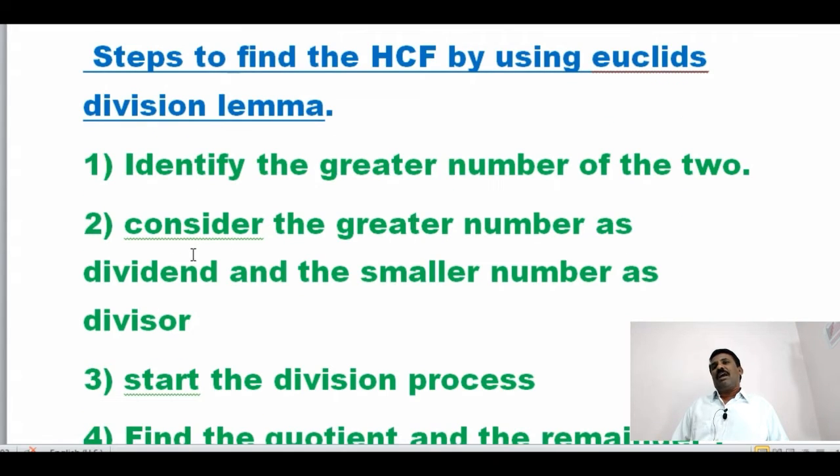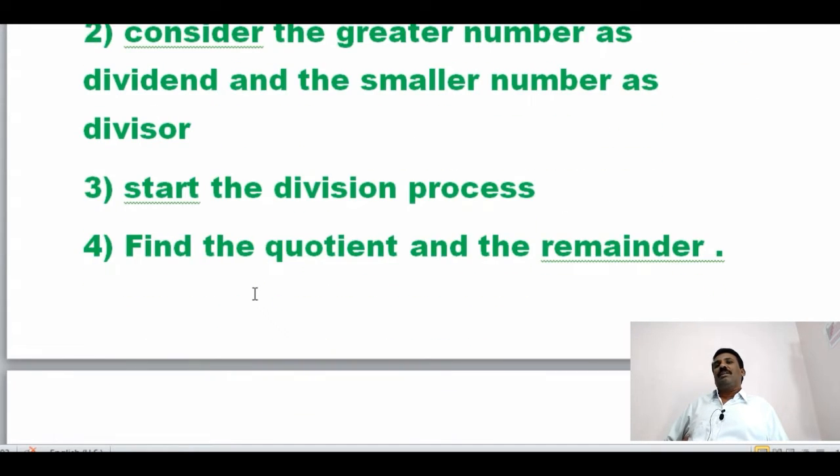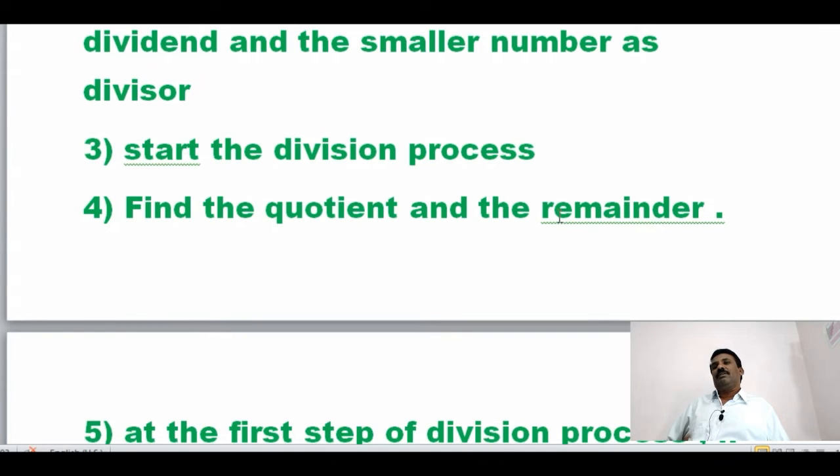Consider the greater number as the dividend and the smaller number as the divisor. That means a is the dividend and b is the divisor in Euclid's division lemma. Next, the third step says start the division process. You should know how the division starts and how you should divide the numbers. Next, find the quotient and the remainder.